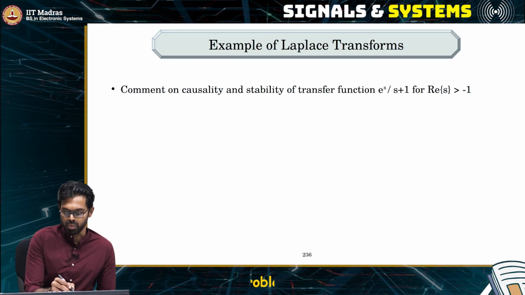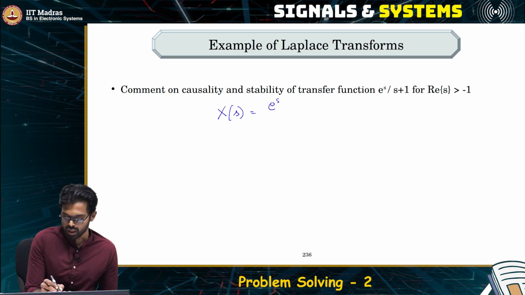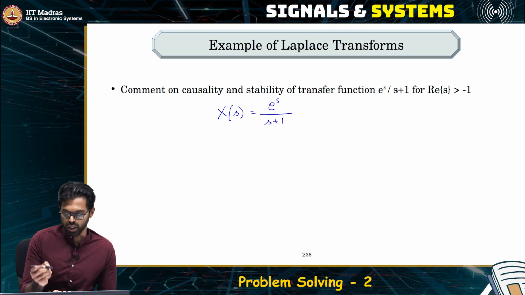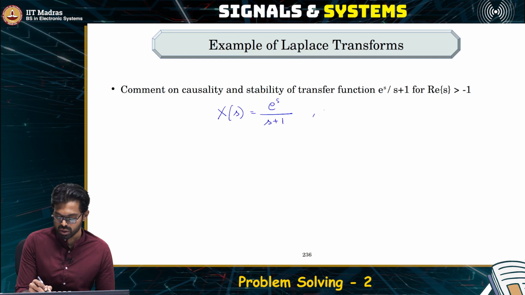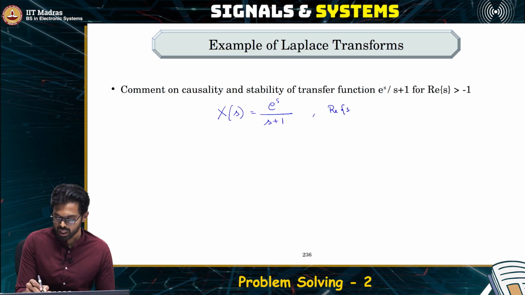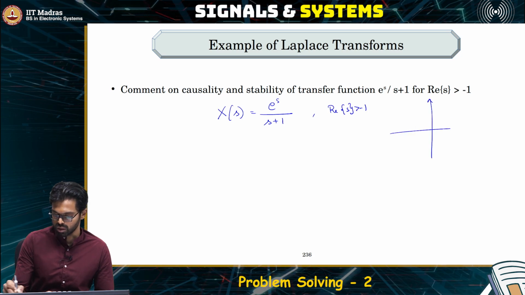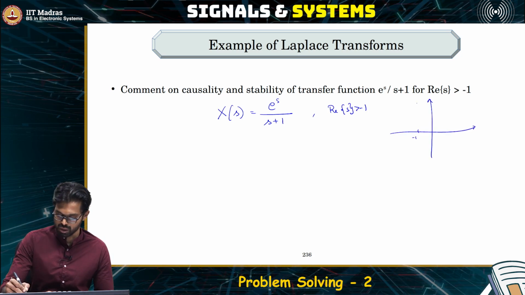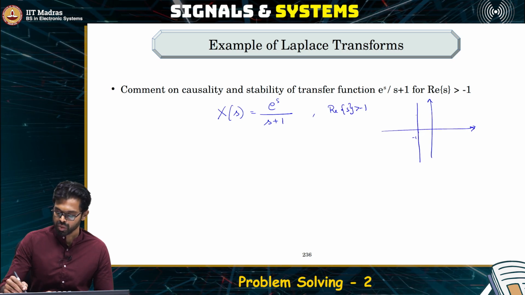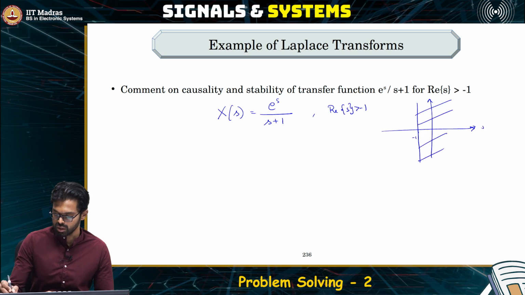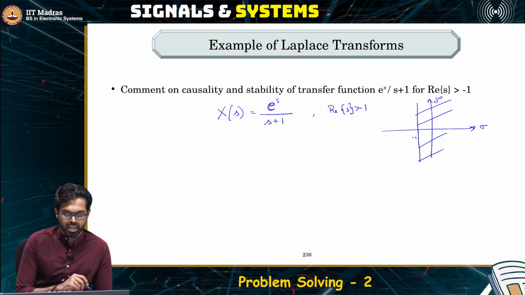Now let's work out another problem. It's given that the transfer function is e^s by s plus 1, and the ROC is given to be the real part of s greater than minus 1. In other words, we can draw this ROC with a minus 1 here, and this is the ROC, with sigma and j omega axes. The question is to comment on the causality and stability.